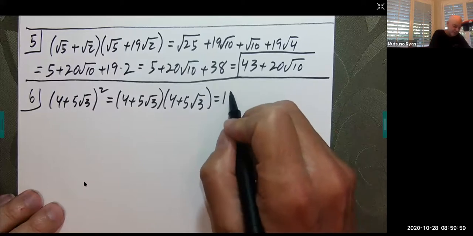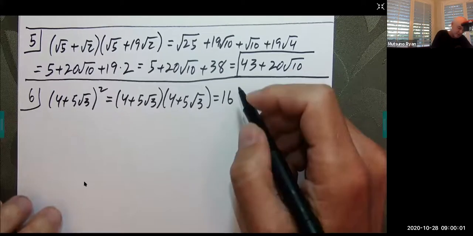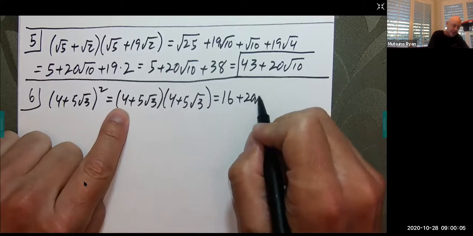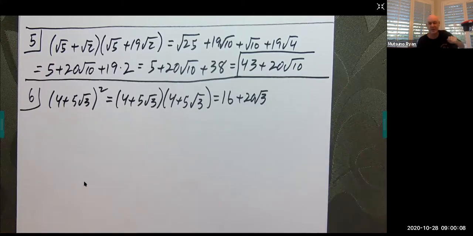The first terms, 4 times 4, 16. The outer terms, 20 root 3. Remember the terms that are outside the radical can multiply. The terms that are inside the radical, they can multiply, but the outsides can't multiply with the insides.